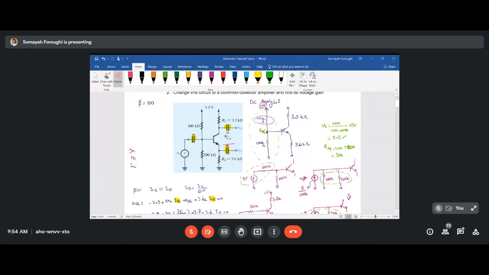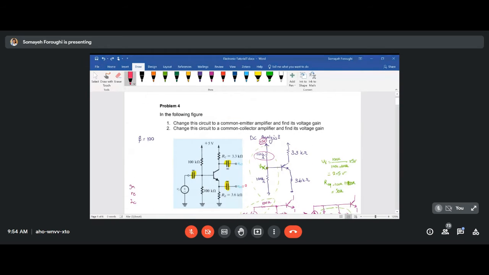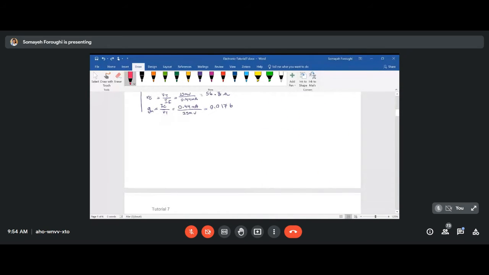So for finding the common emitter here, I'm going to set the VO1 equal to 0. Why? Because we want to have our emitter connected to the ground. So continuing this, I think I need to write it down here. So here is the first part of the question. I want to try to do common emitter. For doing this common emitter, I'm going to put that V output 1 equal to 0. Then our emitter will be connected to the ground.